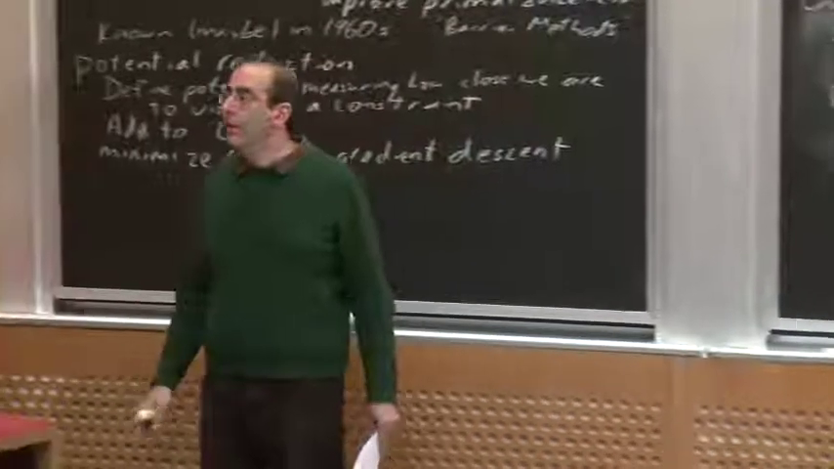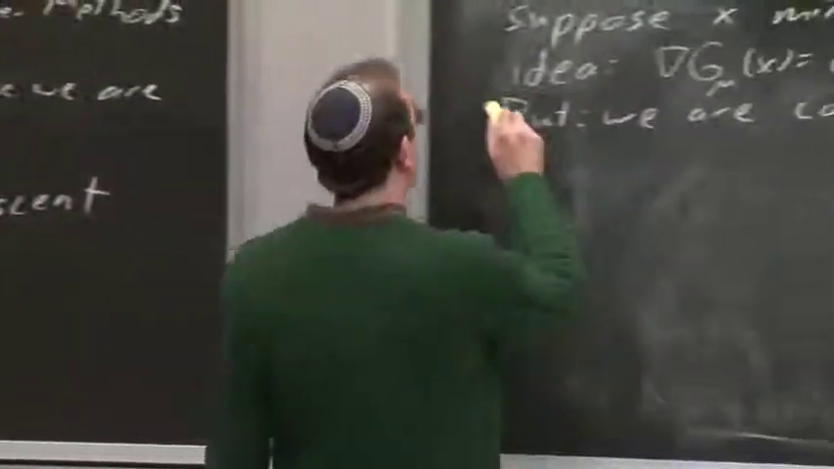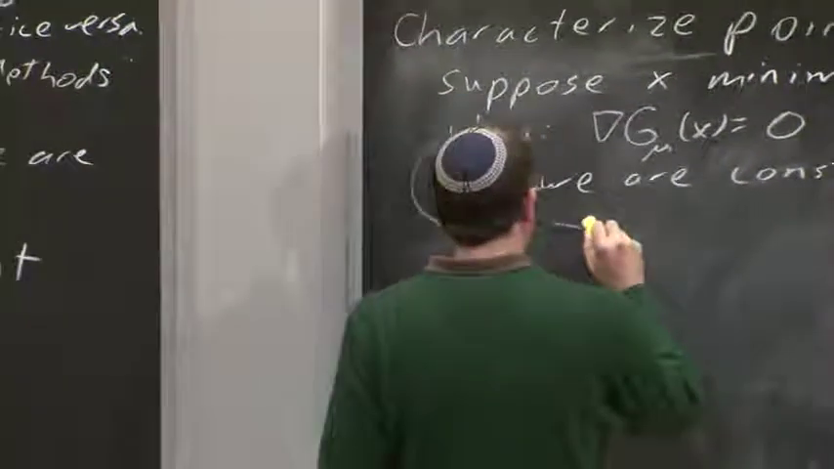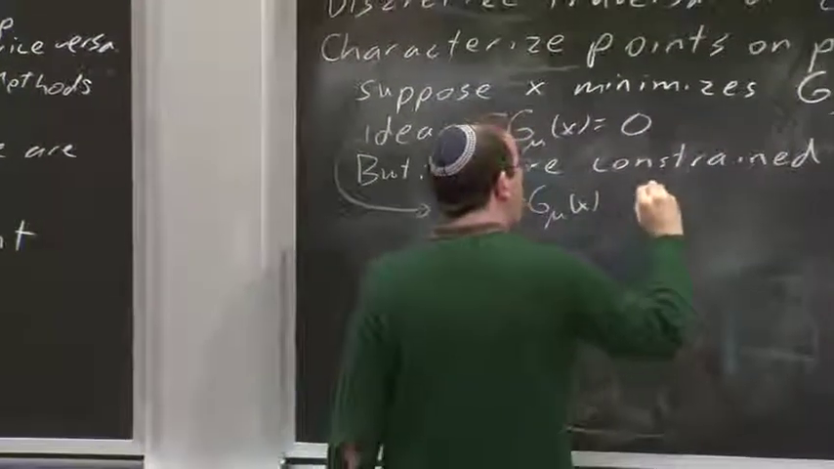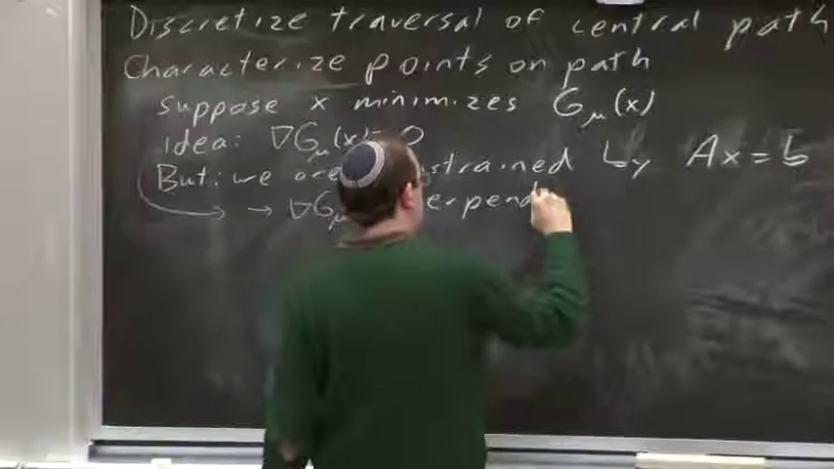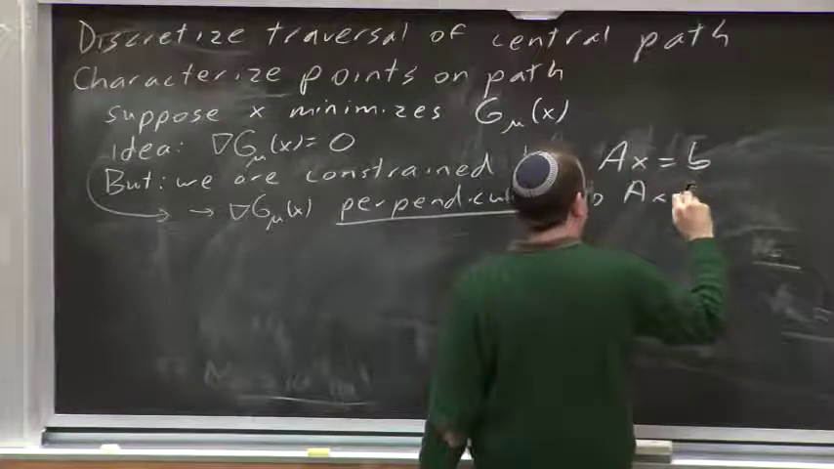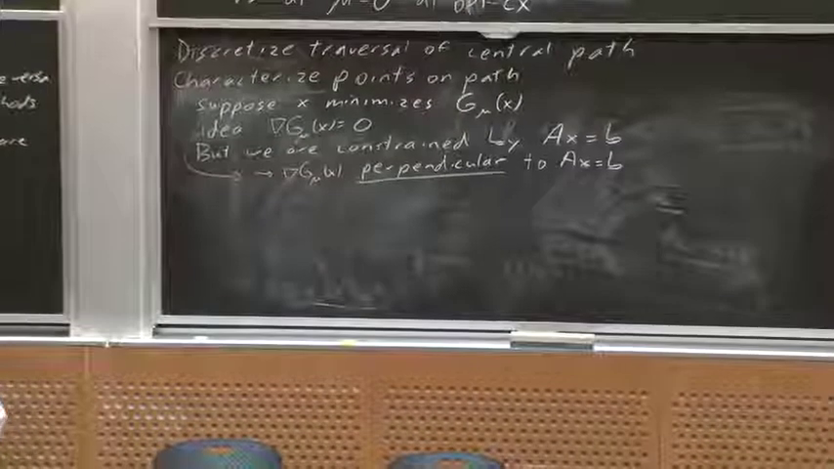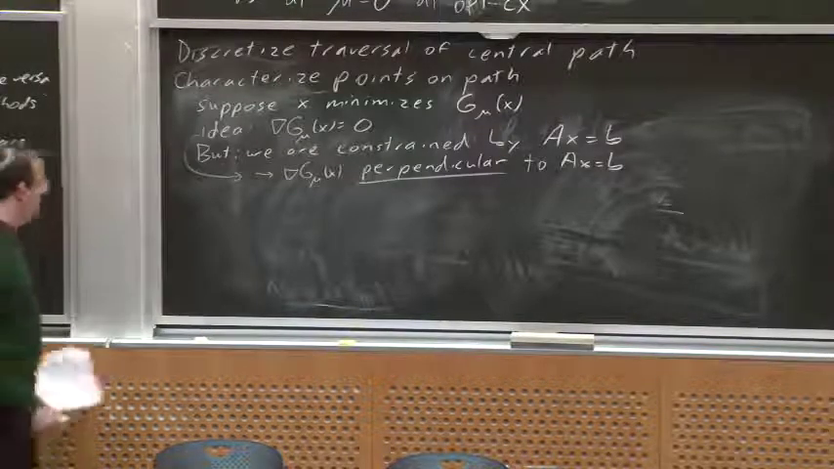Yeah? So the dot product of any vectors within them. Exactly. So the refined idea is that if we're at the minimum, that's going to imply that the gradient is perpendicular to Ax equals b, right? So the gradient tells us, yes, sure, there's a direction that you can go to improve this objective function, but ha-ha, you can't actually go there, right? Okay.